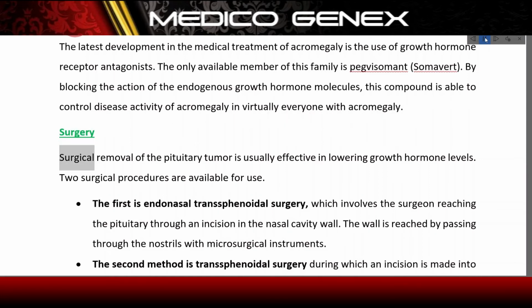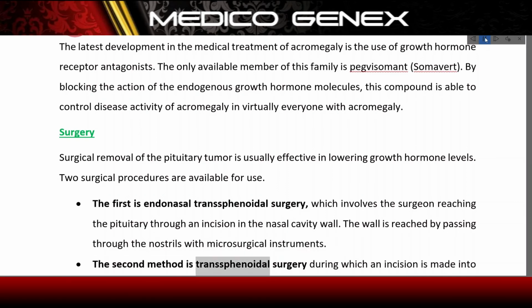Surgery. Surgical removal of the pituitary tumor is usually effective in lowering growth hormone levels. Two surgical procedures are available for use. The first is endonasal transsphenoidal surgery, which involves the surgeon reaching the pituitary through an incision in the nasal cavity wall. The wall is reached by passing through the nostrils with microsurgical instruments.